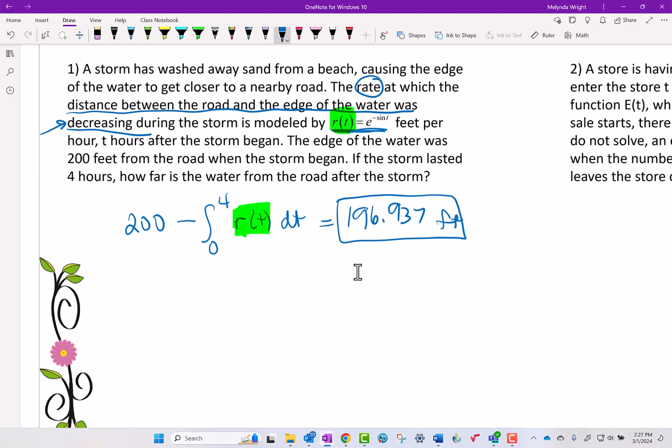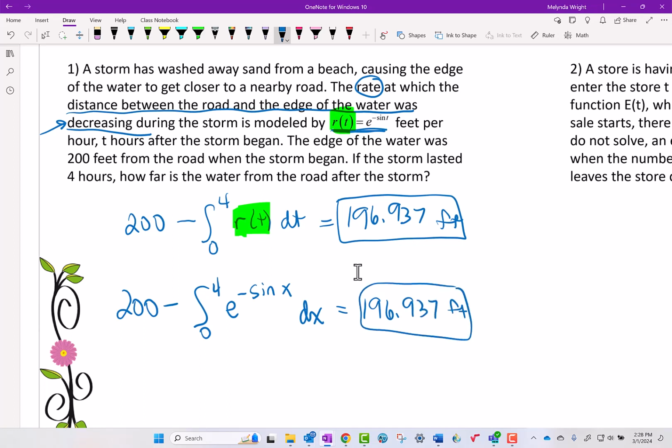So basically what you put in the calculator is 200 minus the integral... Oh, good question. No, this is what I would type into my calculator. I would type it exactly like this. I would type it as e to the negative sign, and I would use x in my calculator and not a t, and then it makes me do the dx. So I would type it in my calculator just like that, with the x and the dx, and that would give me the 196.937. Okay, thank you. Good question. Any other questions?